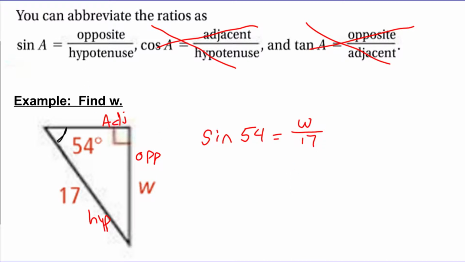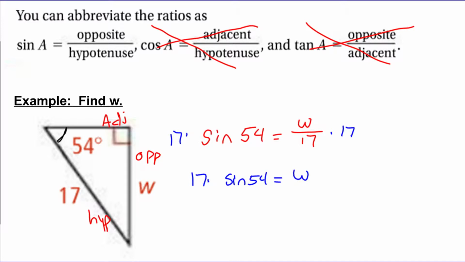If I want to know what W is, I need to get W alone, which means multiplying away the dividing by 17. So my problem now says 17 times the sine of 54 is equal to W. Now the question is, how do we use that information? We know W is equal to 17 times the sine of 54. How do we use that now to actually get a number, a useful piece of information? We're going to let the calculator do a little bit of work for us.